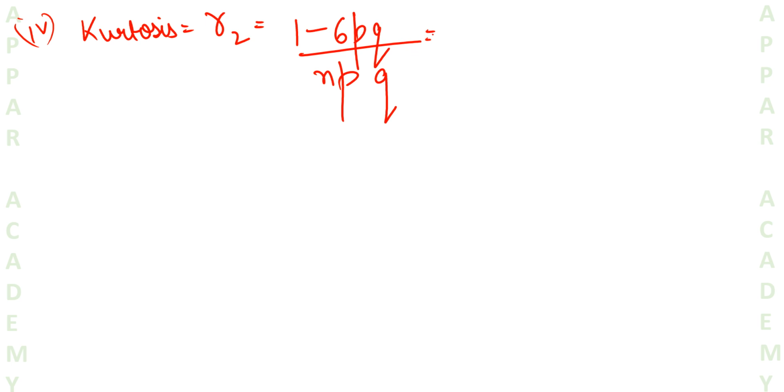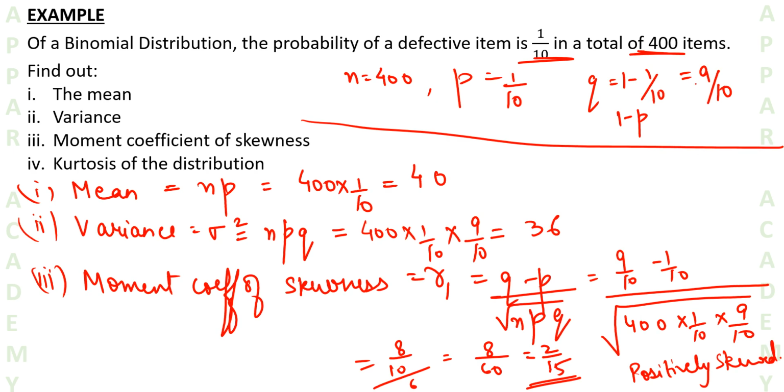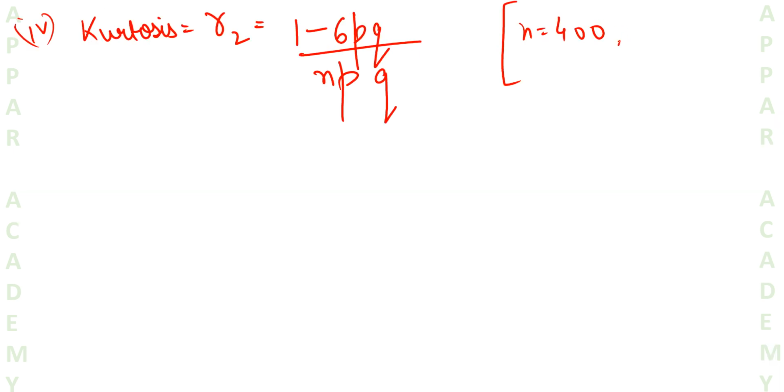So now before putting in the values, let's first write down what the values are. So values we know: n is equal to 400, right? From here, p is equal to 1 by 10 and q is equal to 9 by 10. We've already written all the values.